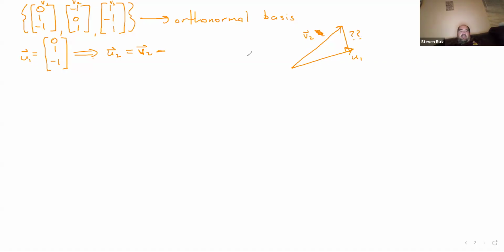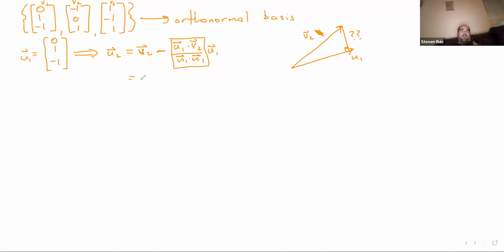But in order to find that, I need to figure out what the parallel piece is, which is what this set of dot products is for. So u1 dot v2 over u1 dot u1 multiplied by u1. So this ratio of dot products is basically going to tell me what portion of v2 is in the direction of u1.